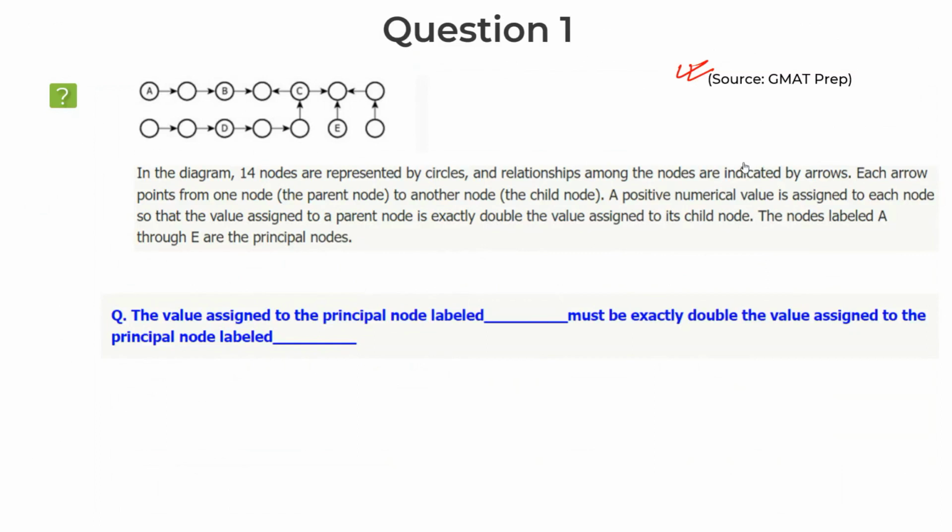Is geometry completely removed, or can it come in any form? No, geometry is completely removed. It will not come in any form whatsoever.